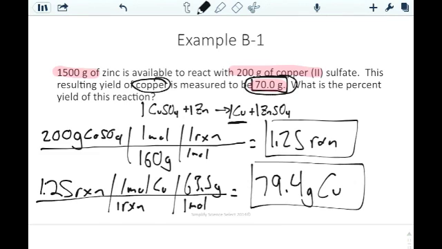Now, this is a place where you can put a note. Your theoretical yield should always be more than your actual yield. If it's not, then you did something really wrong.